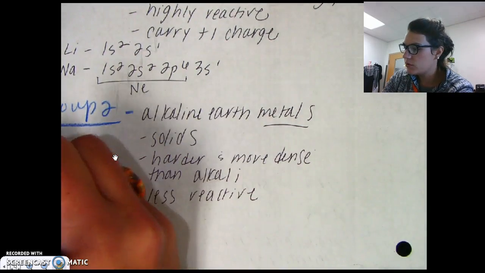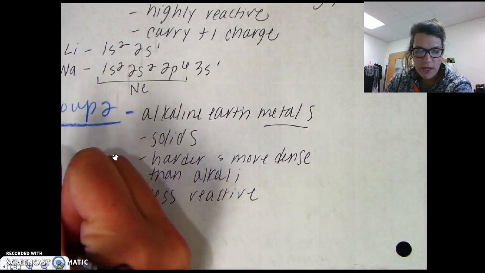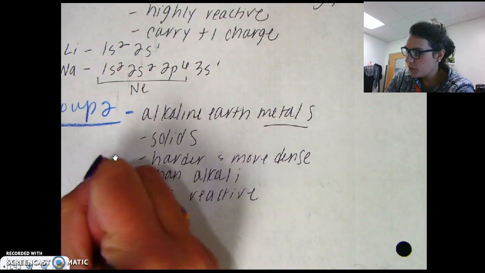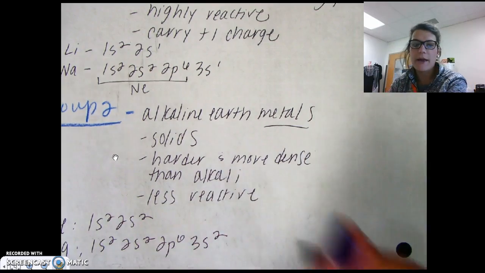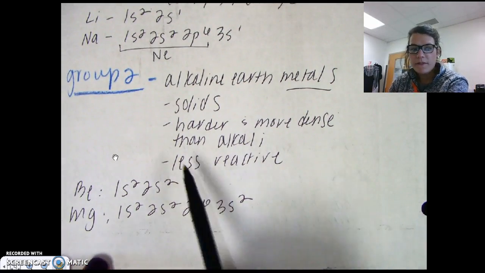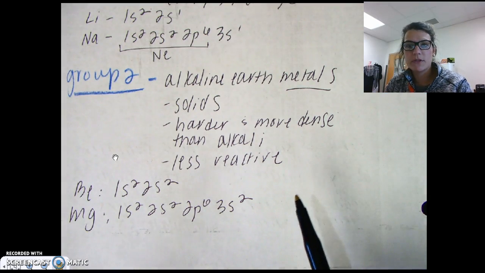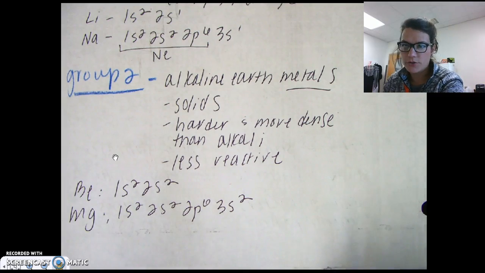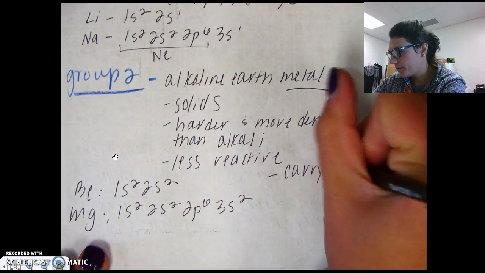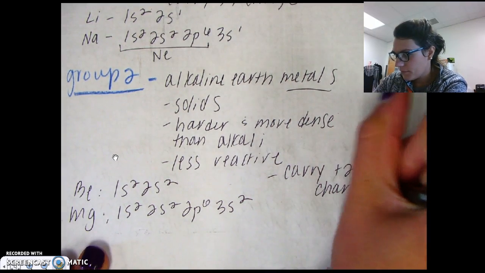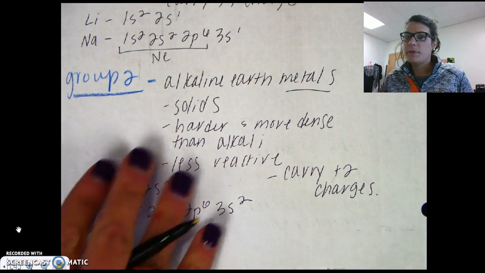So if I was to look at the 2 examples that I have here, beryllium is 1s2, 2s2, and magnesium is 1s2, 2s2, 2p6, 3s2, okay? This s orbital is filled, so it'll eventually lose those 2 electrons, but they're not as readily losing them as the 1 electron as group 1 is, okay? So these guys actually carry +2 charges. Okay, so those are the 2 main metal groups that I want you to be paying attention to.